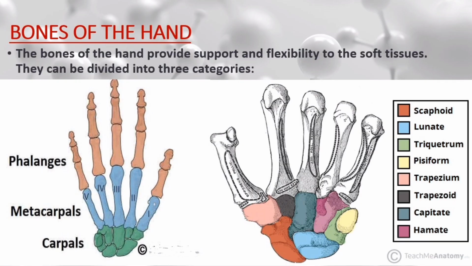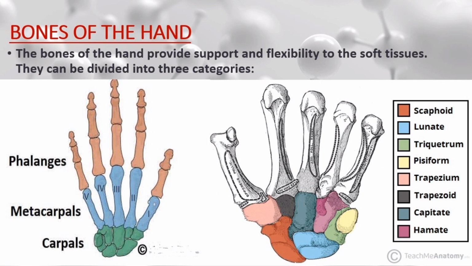Bones of the hand. The bones of the hand provide support and flexibility to the soft tissues. They can be divided into 3 categories. Carpal bones, a set of 8 irregularly shaped bones. These are located in the wrist area. Metacarpals, there are 5 metacarpals, each one related to a digit. Phalanges, the bones of the fingers. Each finger has 3 phalanges, except for the thumb, which has 2.